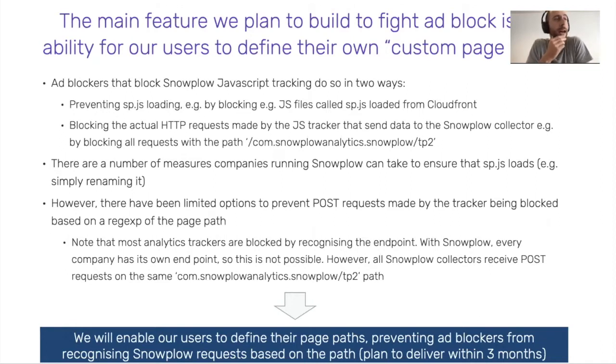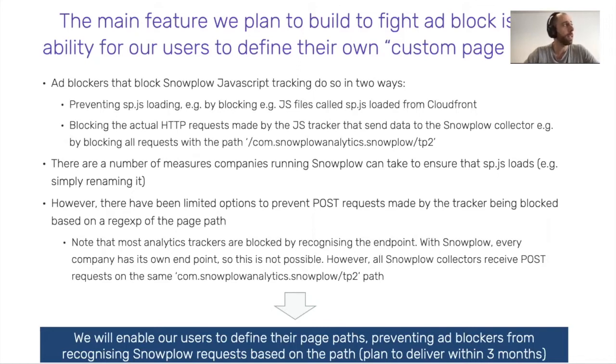So what the ad blockers do is they do a regex on the request itself, and they block requests with the path com.snowplowanalytics.snowplow/tp2, which is the path on the collector that data is posted to if you've got your JavaScript tracker set up to post the data to your collector. And so that's the primary way that these requests are spotted by the ad blockers.